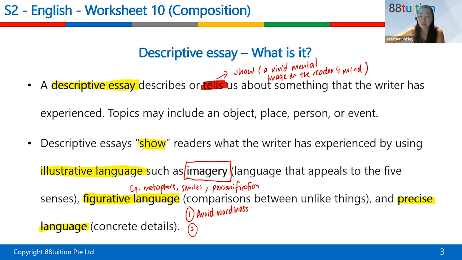Sometimes we can also omit unnecessary prepositions, like for example, return back to the house. Instead of return back, we can just cancel the word back and just say return to the house. Also sometimes there are wordy phrases like at 2 p.m. in the afternoon. 2 p.m. is in the afternoon, I think it's quite understood, right? So you can just omit in the afternoon and just say at 2 p.m. That's basically avoiding wordiness.